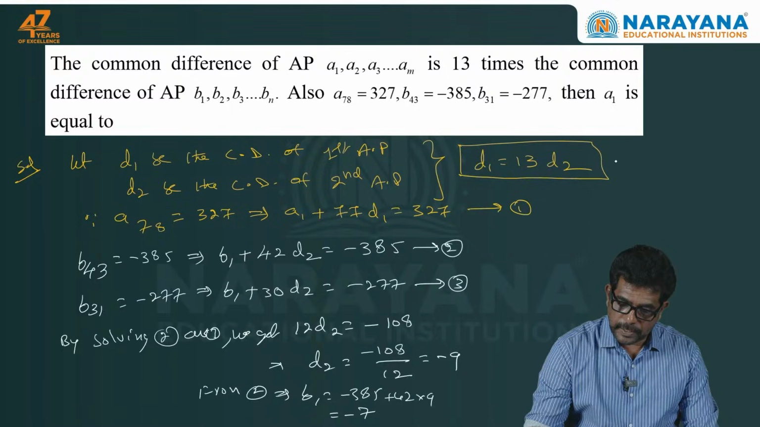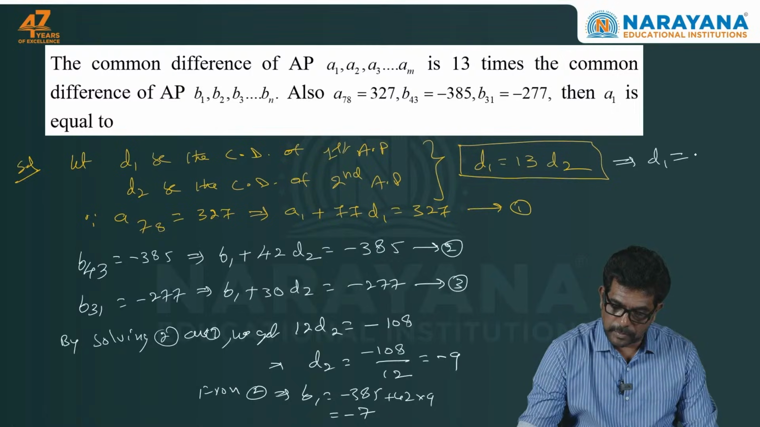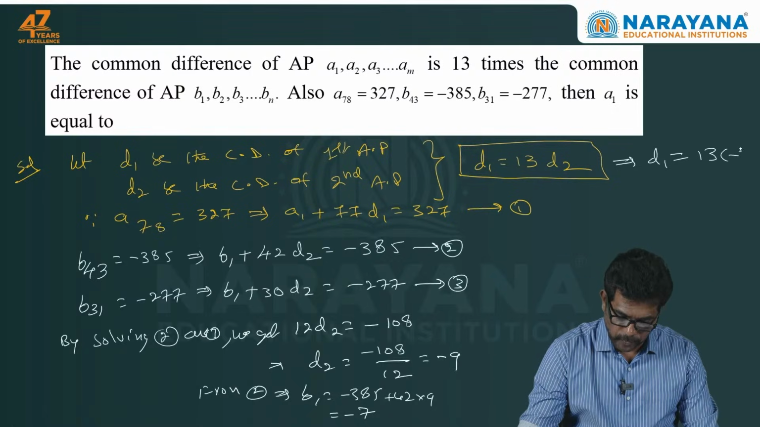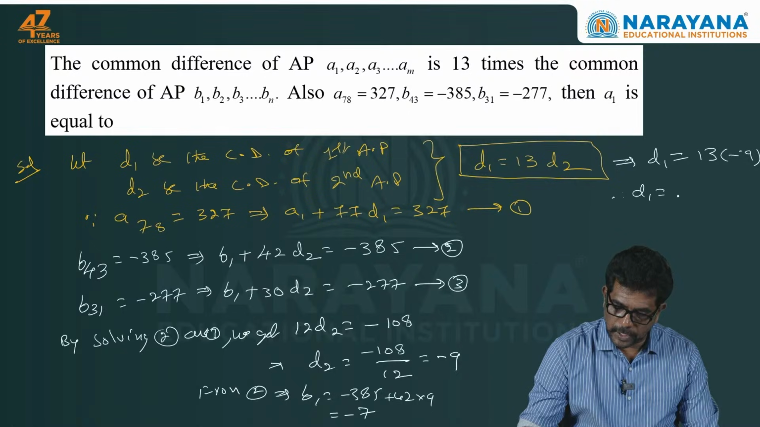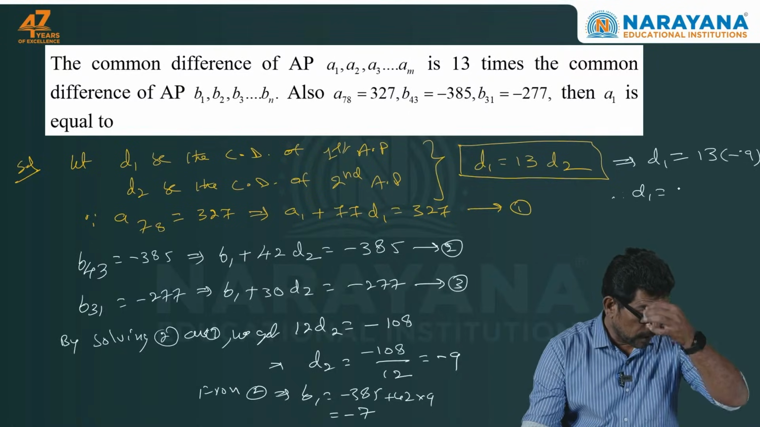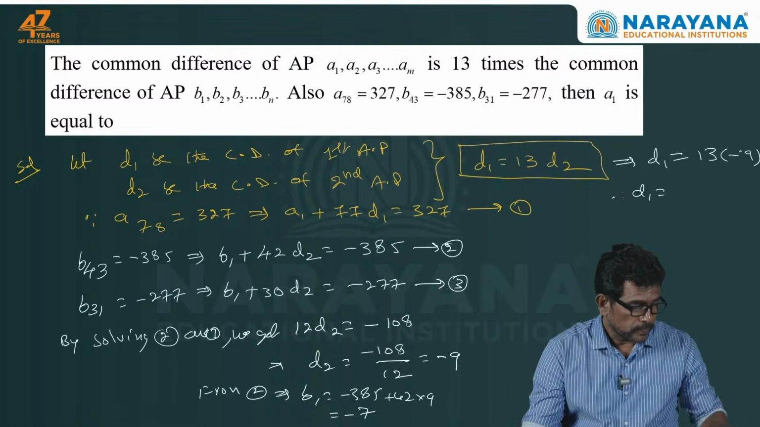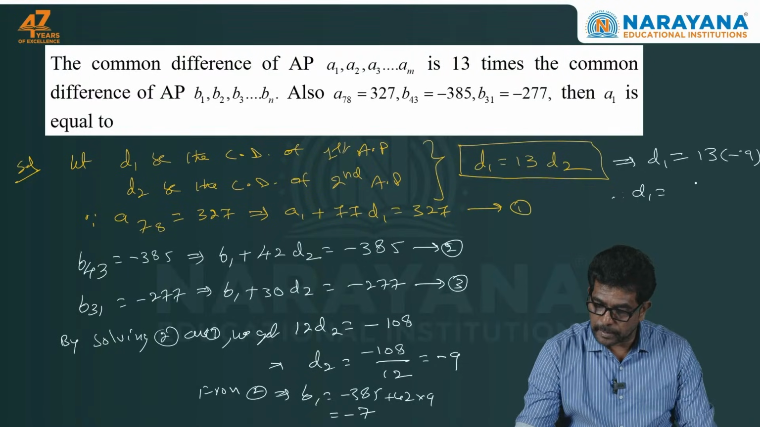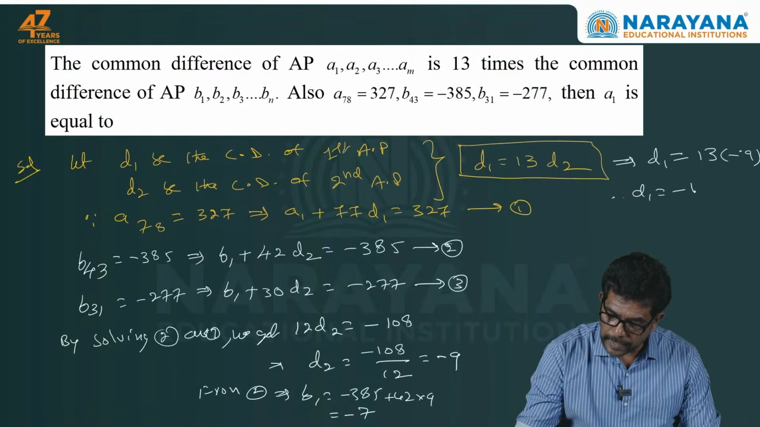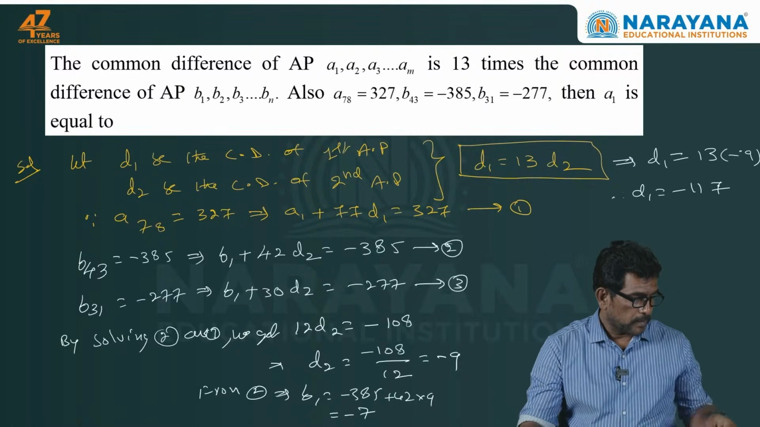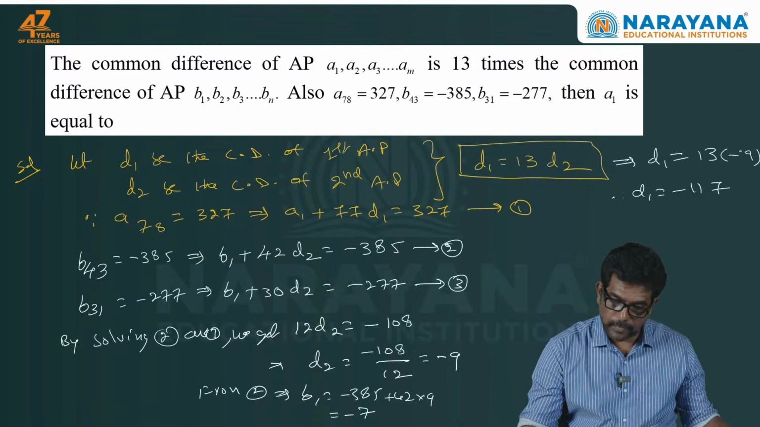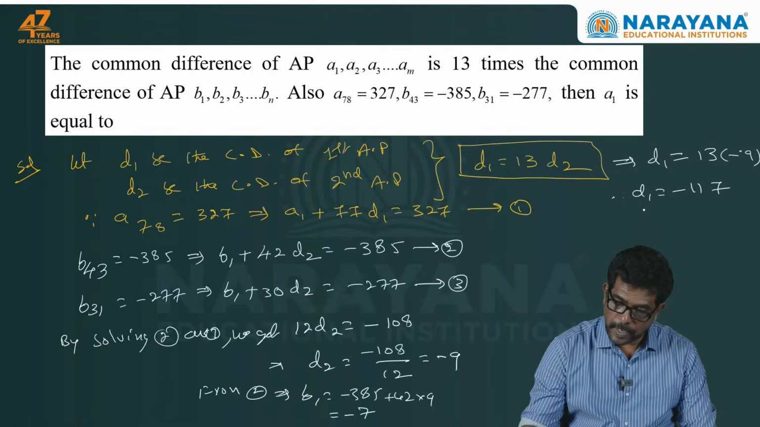Now, from this, we get D1. So, D1 is equal to 13 into minus 9. Therefore, D1 is equal to minus 117. D1 is equal to minus 117.